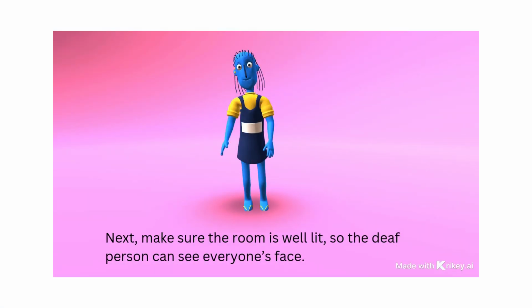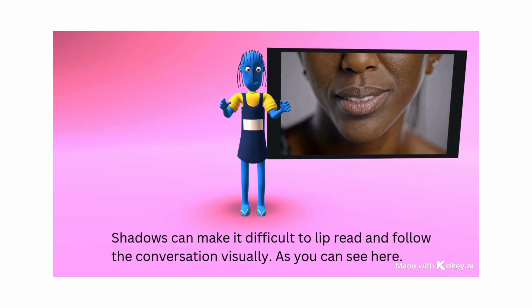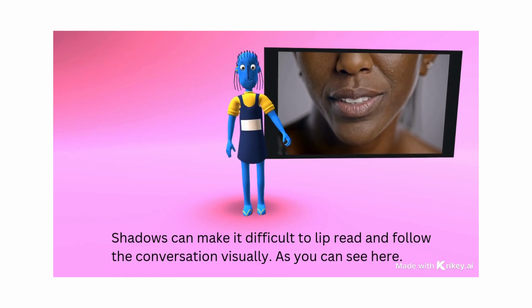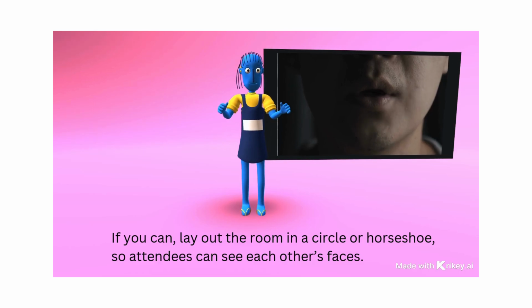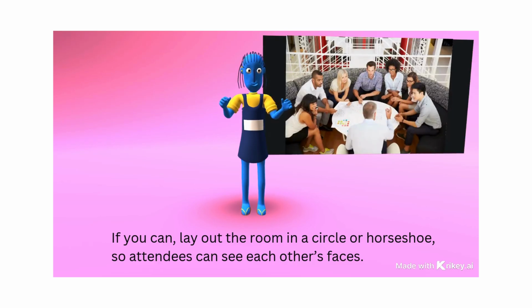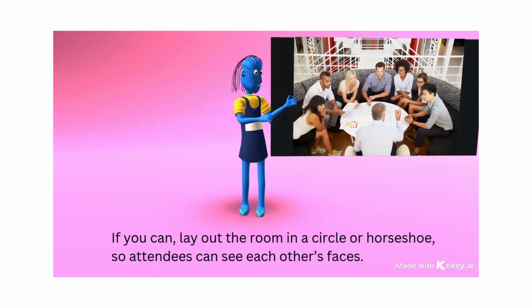Next, make sure the meeting room is well lit so the deaf person can easily see everyone's face. Shadows on people's faces make it hard to lip read or follow the conversation visually, as you can see here. If you can, lay out the room in a circle or horseshoe so attendees can all see one another's faces.